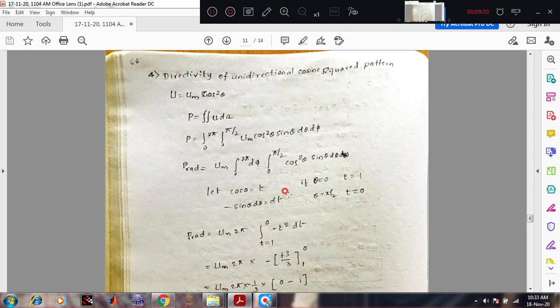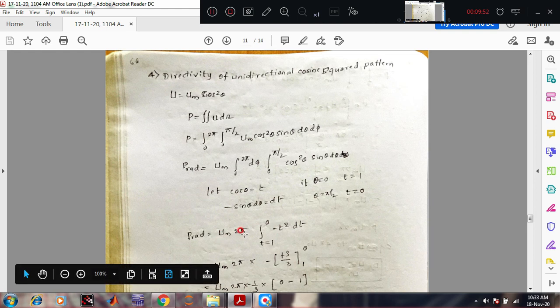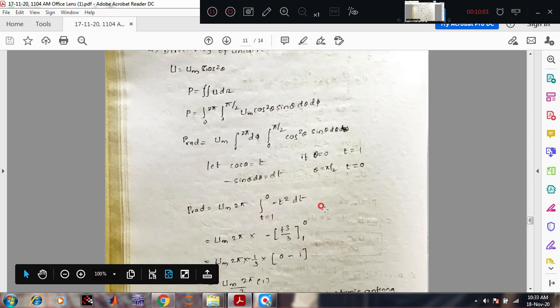So let's substitute here cos theta is equal to t, therefore minus sin theta d theta will be dt. Change of limits now. If theta is 0, so t will become what? 1, that is cos 0 is equal to 1. If theta is pi by 2, that is cos pi by 2, so t will become what? 0. So the new limits are 2 pi into the integration from 1 to 0 of minus t square dt.